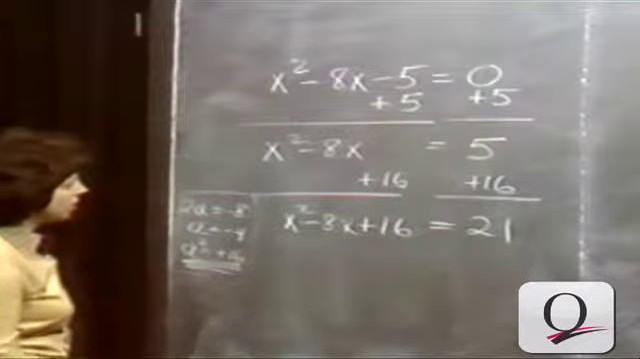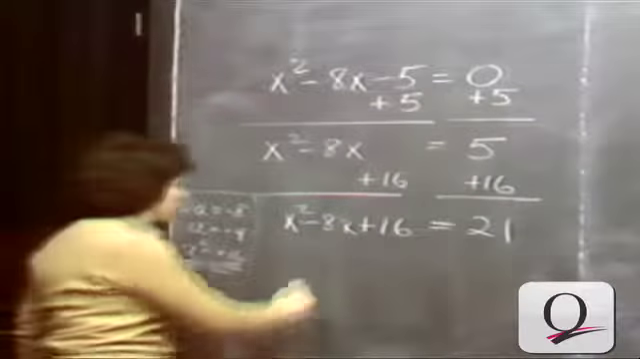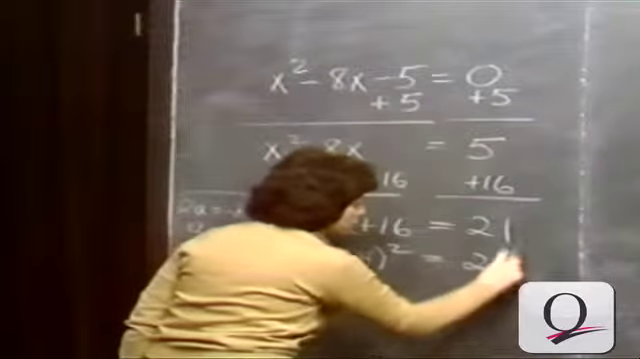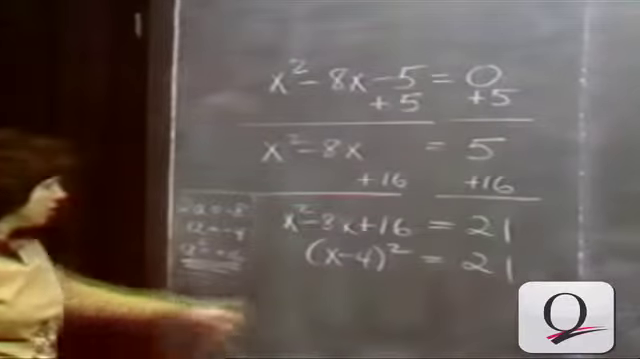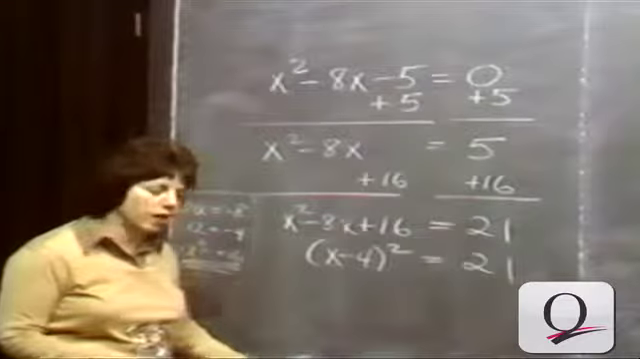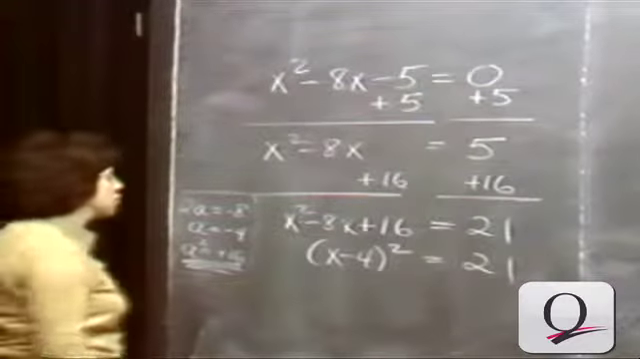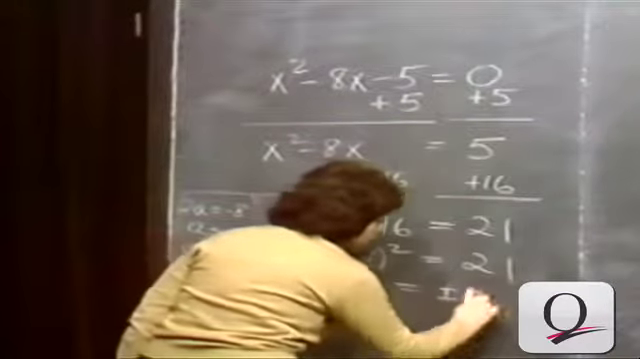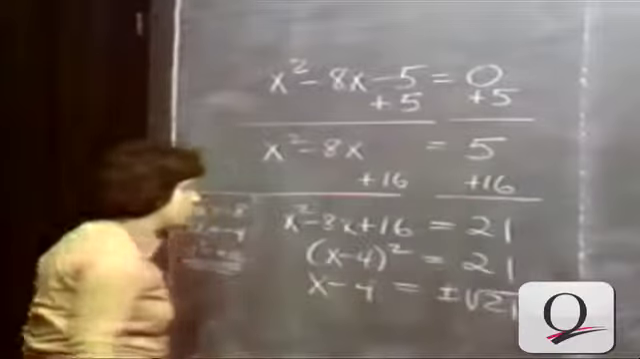Okay. On the left-hand side now, we do have a perfect square. That's why we did it. It's x minus 4 squared is equal to 21 here. This is x squared minus 8x plus 16. We do have a perfect square. We can now solve this by taking square roots. x minus 4 is plus or minus the square root of 21. We took square roots of both sides.